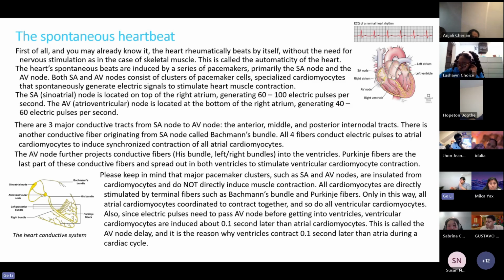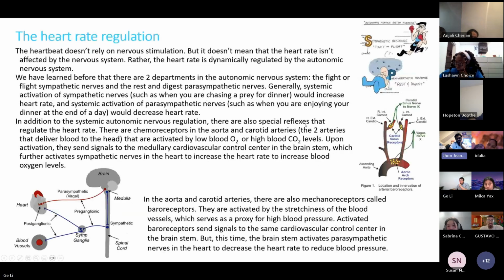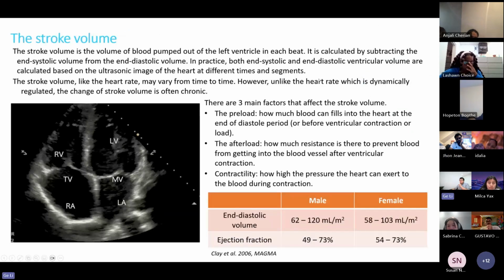Yes, please. I have a question. Yes. So what happens when somebody has a heart attack and the cardiac muscle is damaged and they have a scar? How does it contract? That's a very good question.